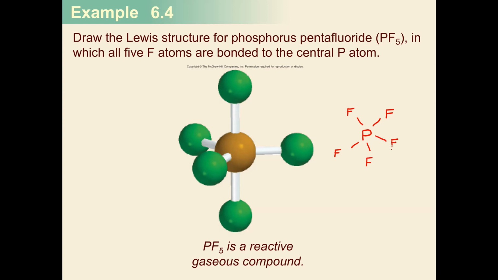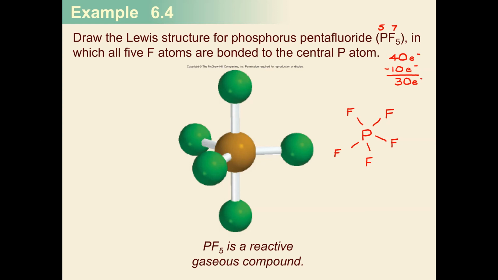Let us go and count the total number of valence electrons. My phosphorus will bring 5, so that is able to be placed there. And for each one of my fluorines, I'm going to add 7. 7 times 5 is 35, plus 5 is going to be a total of 40 electrons. So now, where do I place those electrons? Well, I have already used 10 of them when it comes to my skeletal structure. So now I have to place 30 electrons around my molecule.